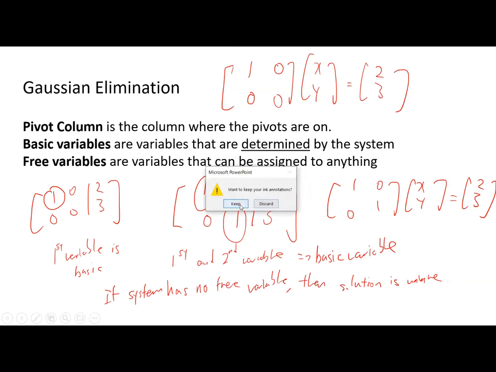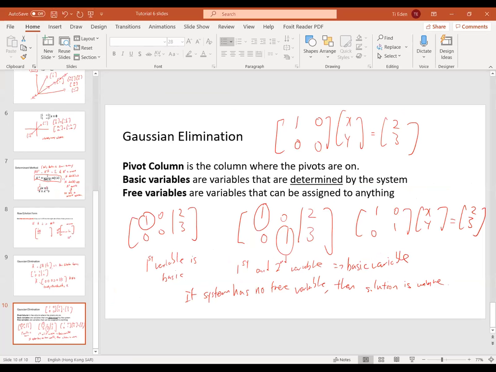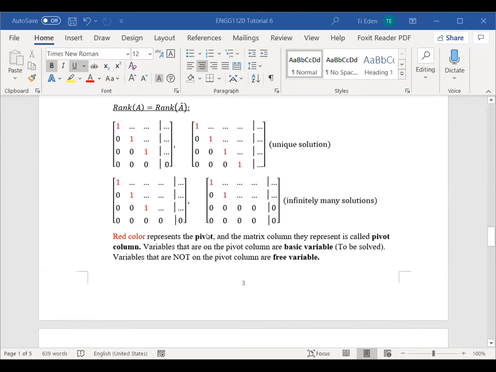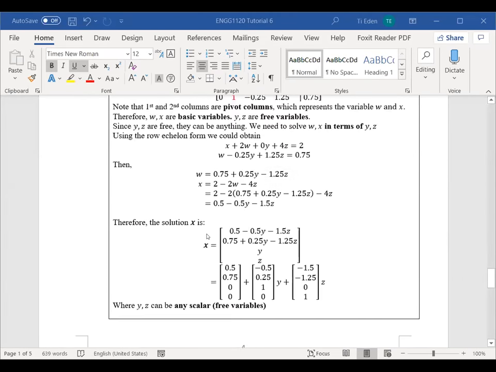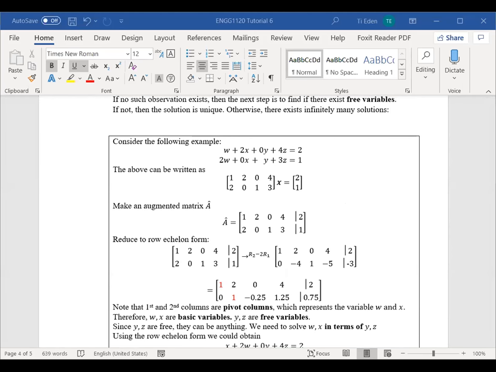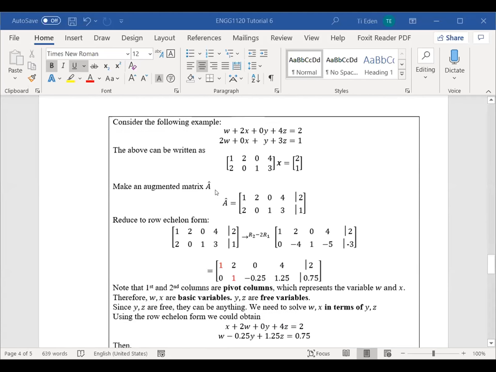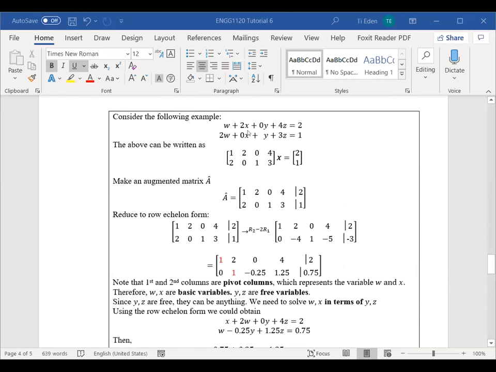So let's quickly go through an example, which is in the tutorial notes. Let me share. On page 4 of the tutorial notes, there is an example, and we can write it like this. There are two equations, and we can write them as a system of a 2x4 matrix multiplied by x, with four variables W, X, Y, and Z. And we want this to equal the vector [2; 1].